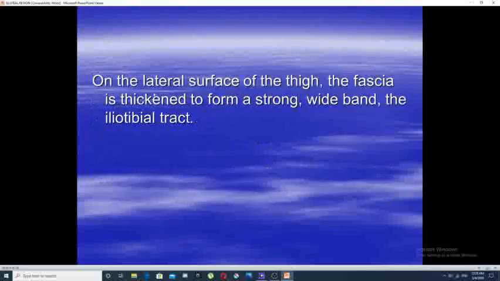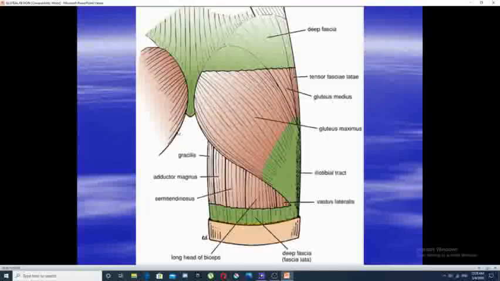On the lateral surface of the thigh, the fascia will thicken, become strong, wide band called iliotibial tract. You can see here, this is the deep fascia of the gluteal region, thick, enclose gluteus maximus muscle, covers medius muscle attached above to the iliac crest.